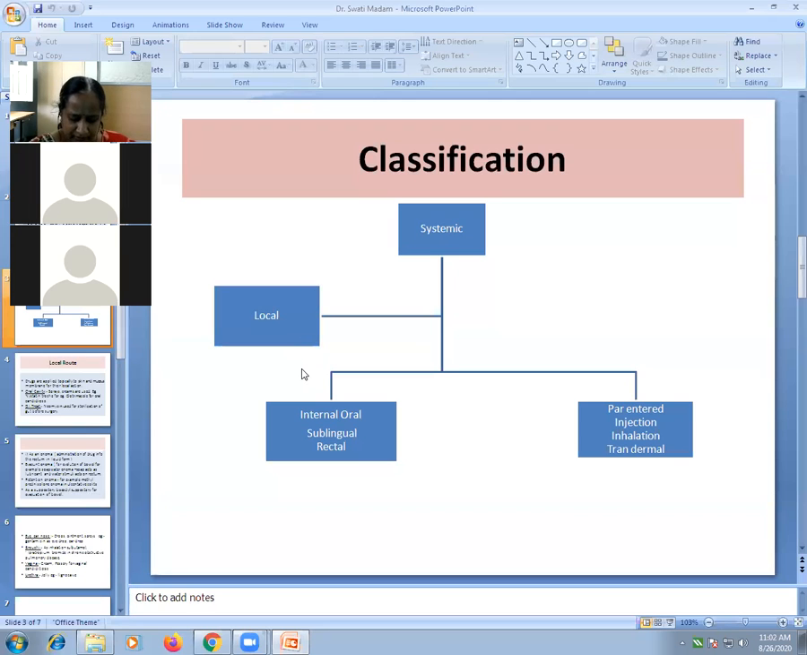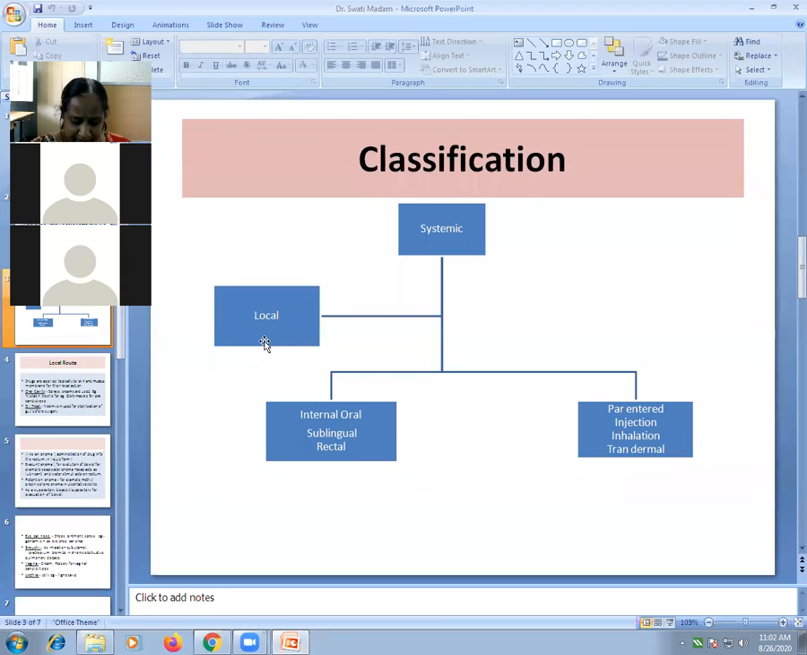In the local route, the drugs are applied topically to skin and mucous membrane. Remember, in local, what do we do? Ointments, we apply locally on the skin. That is the local route. Drugs are applied topically to skin and mucous membrane for their local action. These local drugs have local action, and systemic action is very less.